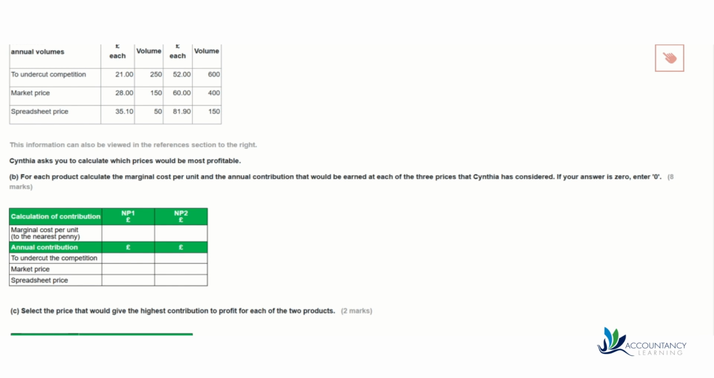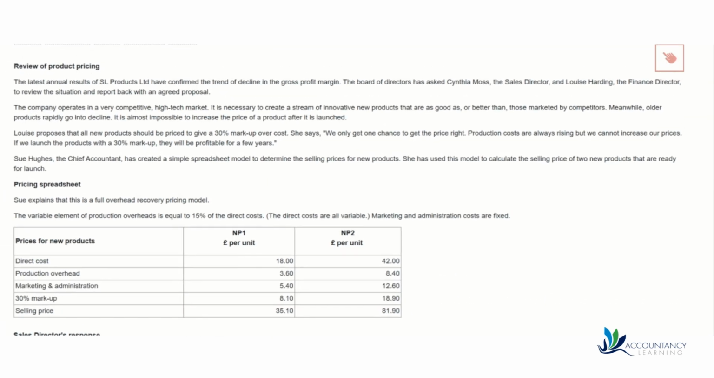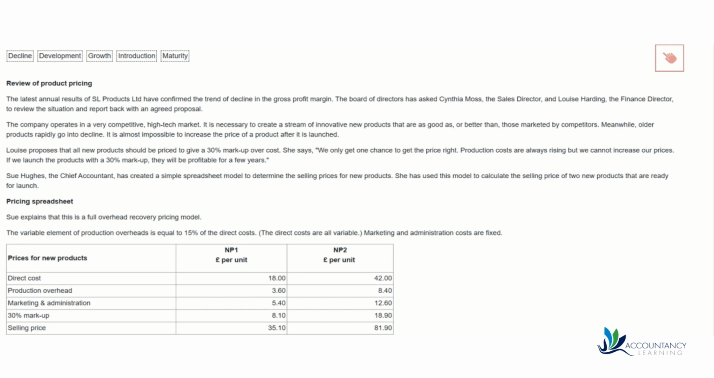So Cynthia has asked you to calculate which prices would be most profitable. For each product, we need to calculate the marginal cost per unit and the annual contribution that will be earned at each of the 3 prices that Cynthia has considered. And if our answers are 0, we need to enter 0. So let's go back and review the information.